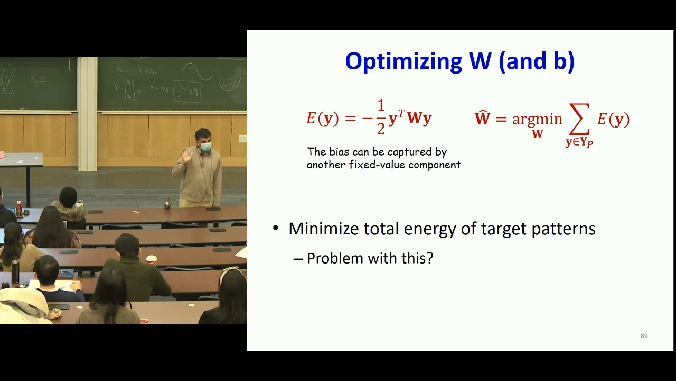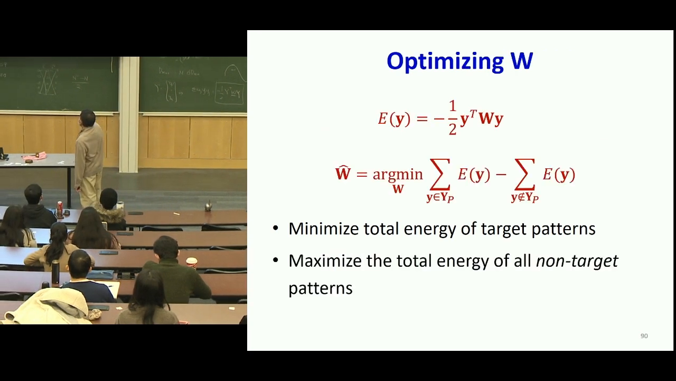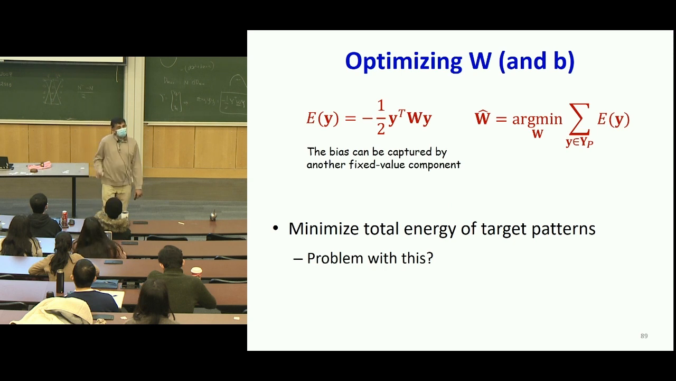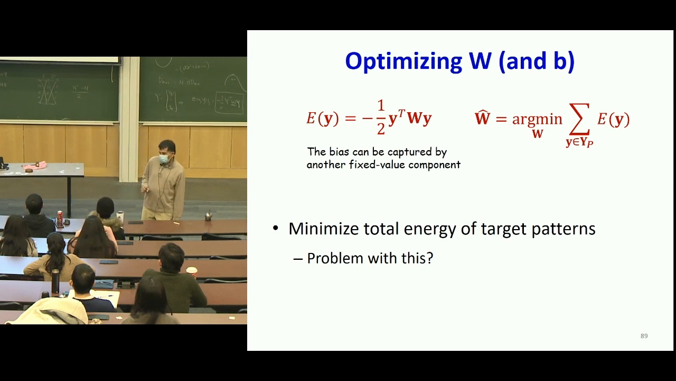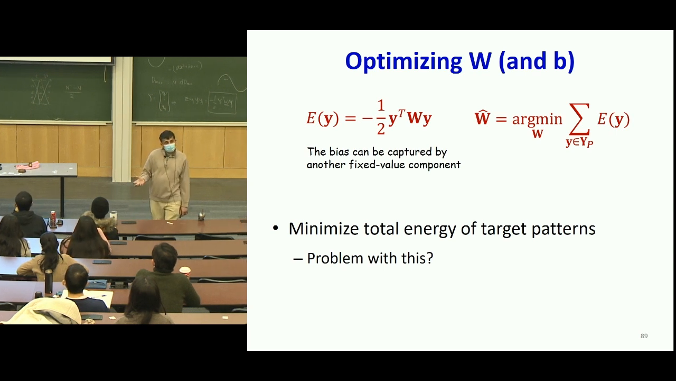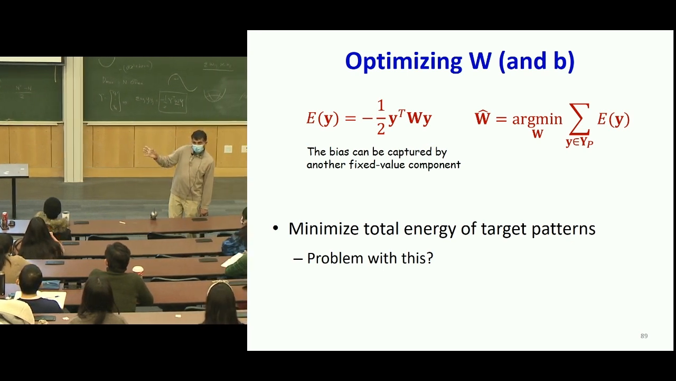Anybody want to guess? Okay. The problem is this doesn't guarantee what happens. Just take a look at this, right? I'm trying to minimize E of y. What is the answer to this? What W will minimize this? What if I sent every W component to minus infinity? What will happen? Or plus infinity? This is going to just minimize this, right?